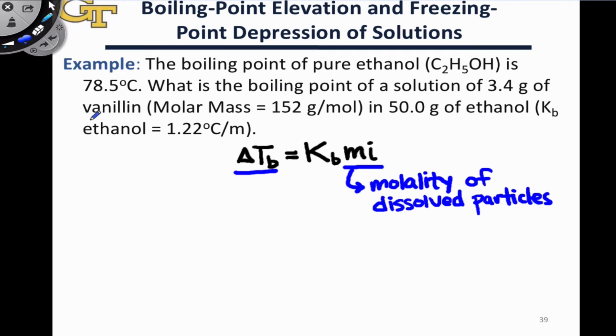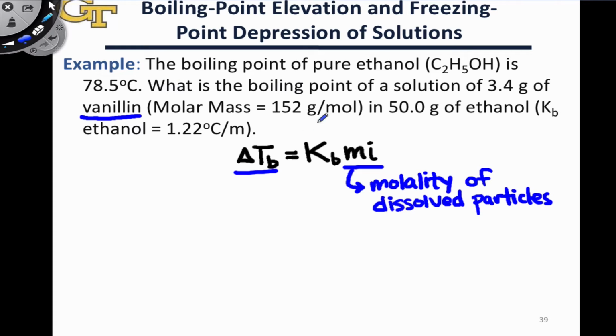In this case, we're looking at a solute, vanillin, which is a discrete covalent organic molecule that's not going to dissociate in solution. You could verify this if you went and looked up the structure of vanillin. It's a relatively large organic molecule with no ionic bonds.